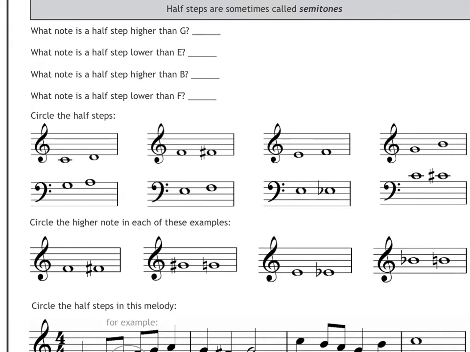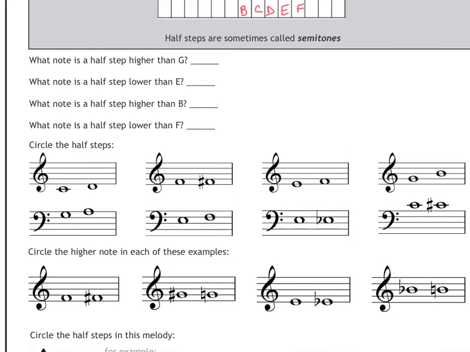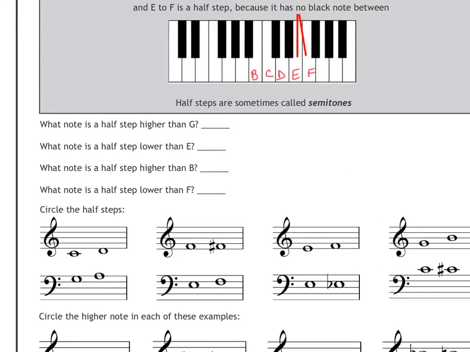Now, moving down to the next section, you're going to identify half steps on the staff. Here's where you have to really be able to connect what you see on the staff to what you see on the piano keyboard. And the reason is this. On a staff, you can't see where the half steps are. From a line to a space or a space to a line, you're always moving to the next note on the staff. But the staff doesn't tell you where the black keys are.